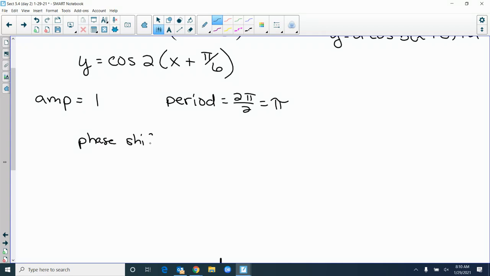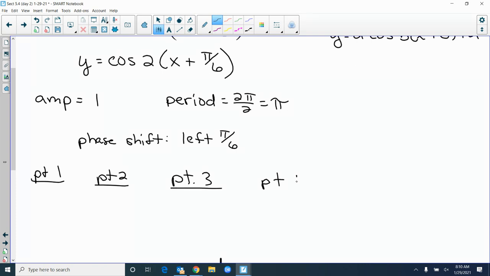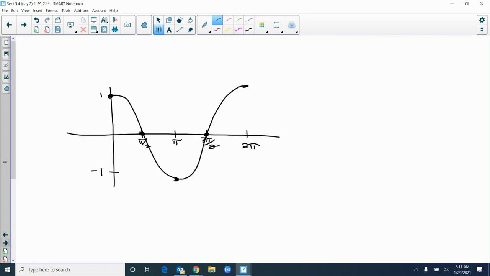And what about the phase shift? That is going to be left pi over 6. And now you've got point 1, point 2, point 3, point 4, point 5. Normally, what's point 1 for cosine? Let's see if we figured that out. What is normally, Eddie? Negative pi over 6, 1? No. What is normally point 1? It's going to be 0, 1. There we go. Now we got it.